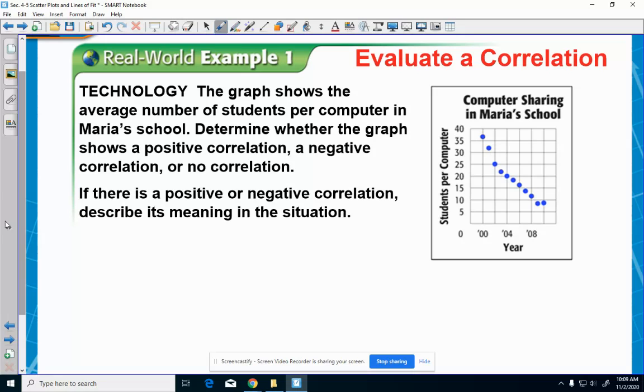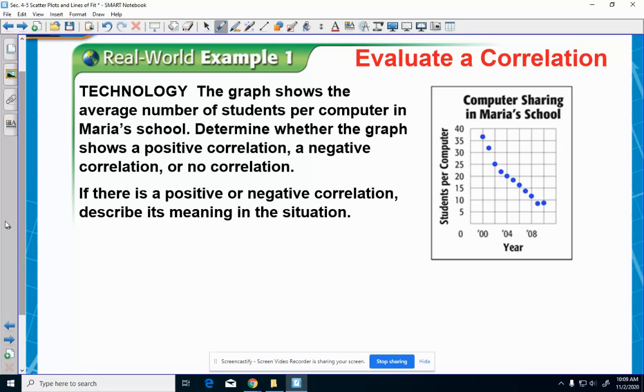Maria, Mia, what do you think? As years increase, the students per computer decrease. Okay. Is that a good thing or a bad thing? I think it's a good thing. It is a good thing, right? That means there's probably more computers or not as many people. Okay, good, right? There's really two scenarios there. Either we're getting more computers or there's just less people coming around, right? Either way, less people are having to share a computer, which ultimately is a good thing, right?